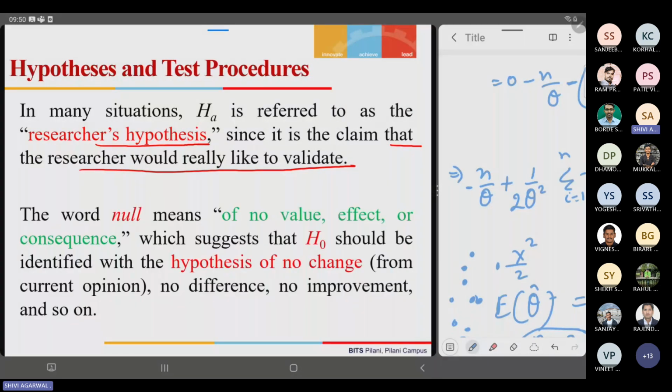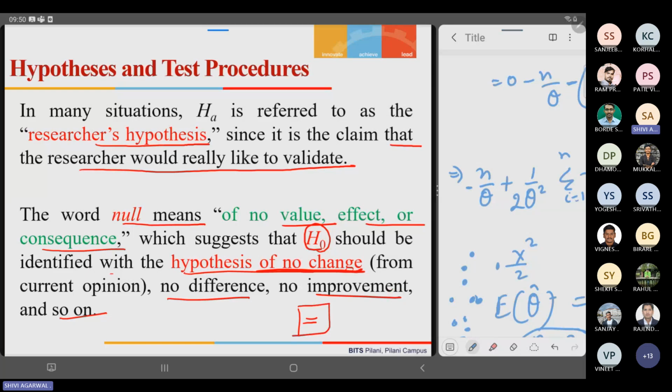because it is a claim that the researcher would really like to validate. Okay. Null hypothesis means no value, no effect, or no consequence. So that's why H naught should be identified with the hypothesis of no change, no difference, no improvement, and so on. So the equality sign always comes in H naught. That's why it is known as the null hypothesis. And the second is known as the researcher hypothesis, the alternate hypothesis.